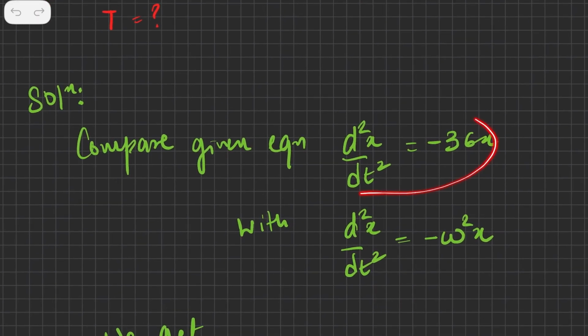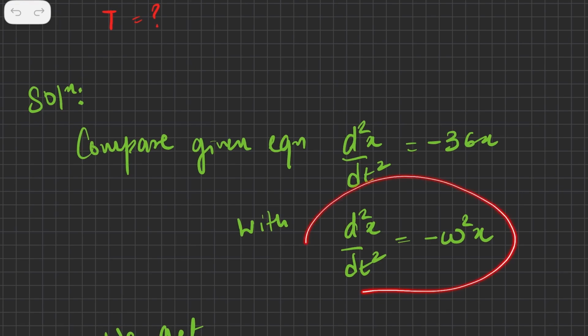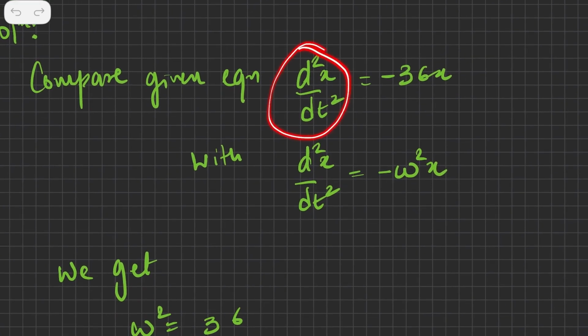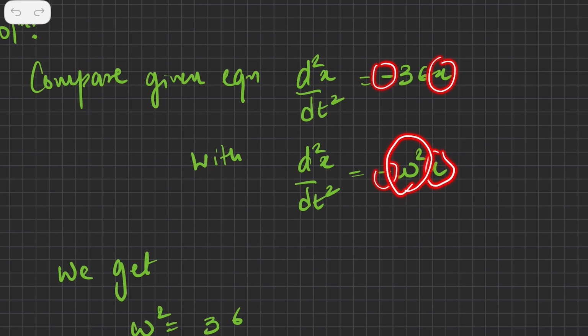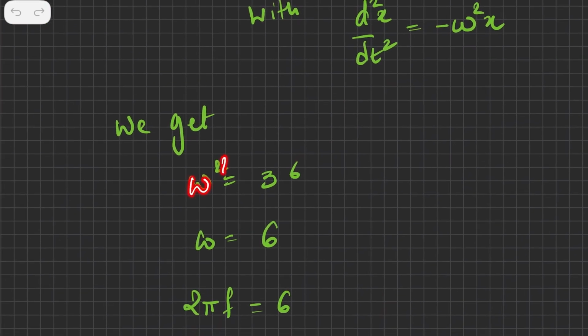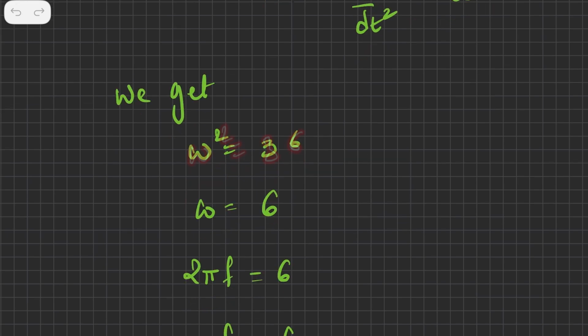So comparing d square x by dt square is equal to minus 36x to d square x by dt square is equal to minus omega square x. This is our differential equation for linear simple harmonic motion. So if you compare this, d square x by dt square, that is the second order time derivative of displacement x, is compared with x, minus is compared with minus, so omega square takes the place of 36. So we can write omega square is equal to 36, so the value of omega would be equal to 6.